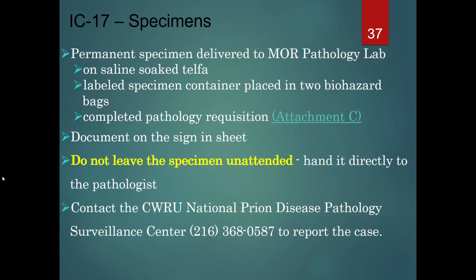After the CJD specimen is removed, it should be delivered to the Mather Pathology Lab on a saline-soaked telfa in a labeled specimen container that is placed in 2 biohazard bags along with the completed pathology requisition form. It is important to document the delivery to pathology on the sign-in sheet and hand the specimen directly to the pathologist without ever leaving it unattended. Additionally, ensure that the Case Western Reserve National Prion Disease Pathology Surveillance Center has been contacted to report the case.